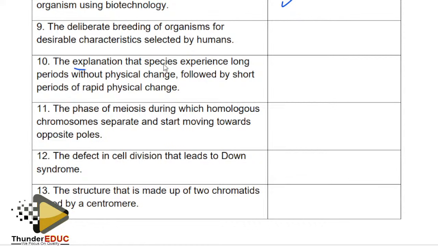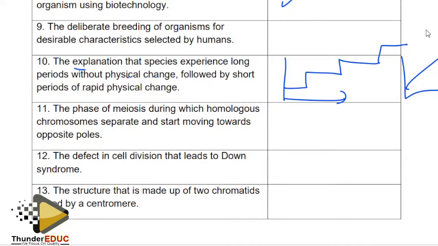The explanation of species experiencing long periods without physical change followed by short periods of change. Now I think in your mind you have the answer. We are testing ourselves now. It looks like this: long periods of no change, and then short periods of change, like ladders. We call it punctuated equilibrium. So if they bring two graphs and one is like that and one is like the ladder, then you know the steps, né? You just know that is called punctuated equilibrium.